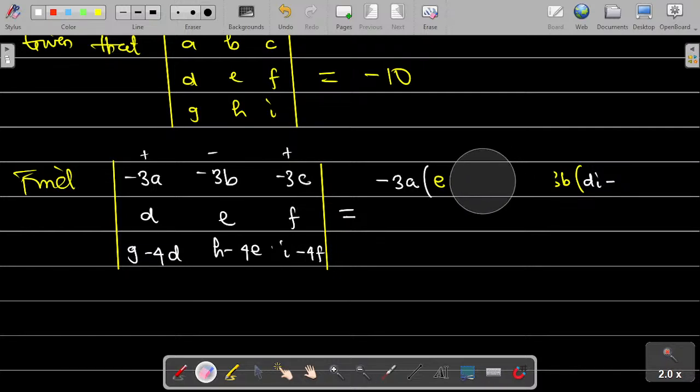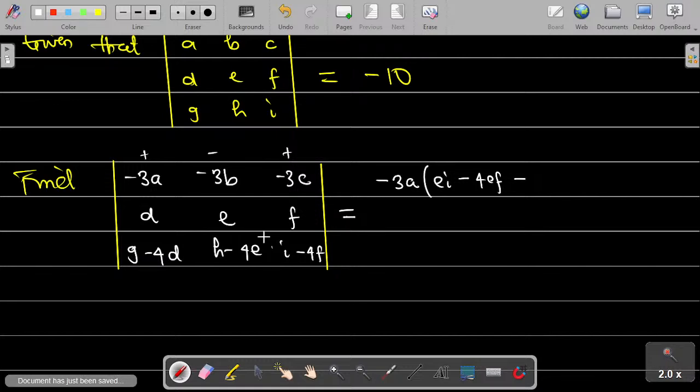Sorry about that. So this was actually supposed to be E times this, which is EI minus 4EF. Then minus this times this, which is minus HF.